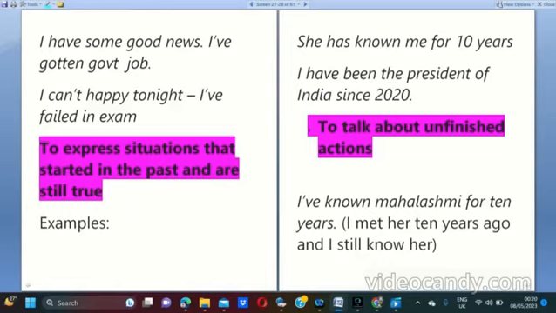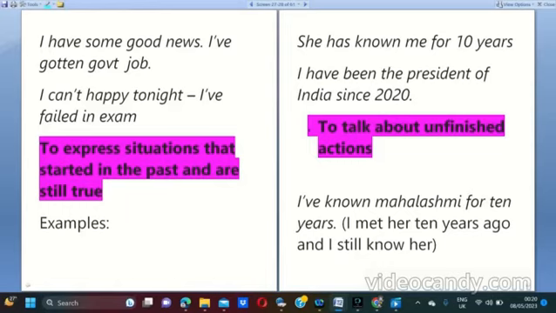Next, to talk about unfinished actions. I have known Mahalakshmi for 10 years. I met her 10 years ago and still I know her. This is the meaning of unfinished. I have read half of the novel. I have read half. This is also an unfinished action. It is not completed. Sometimes we can't say exactly when it is finished. So present perfect tense is used to talk about finished actions and unfinished actions also.